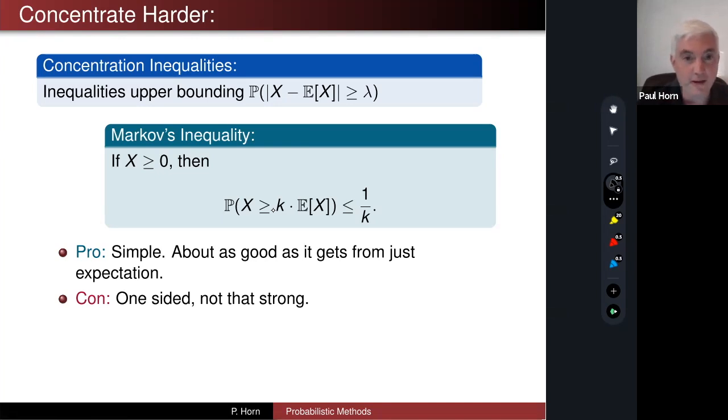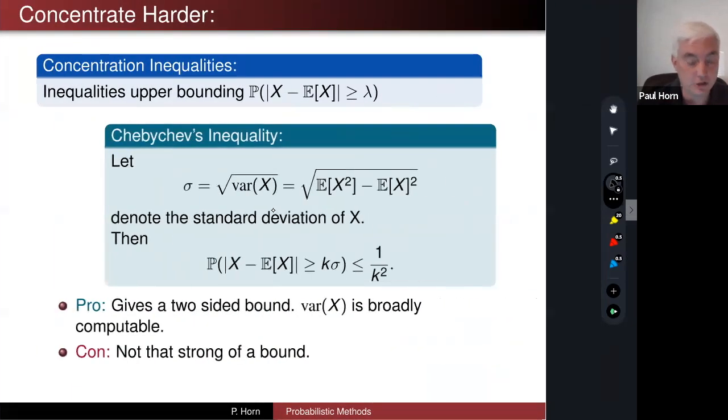Now, the most famous thing that you may have seen before, if you've ever taken a probability class, is Chebyshev's inequality. Chebyshev's inequality is really truly what I want. It's a bound that says exactly how far my random variable is from its expectation. And it measures it in terms of what's known as the standard deviation, which is the square root of the variance.